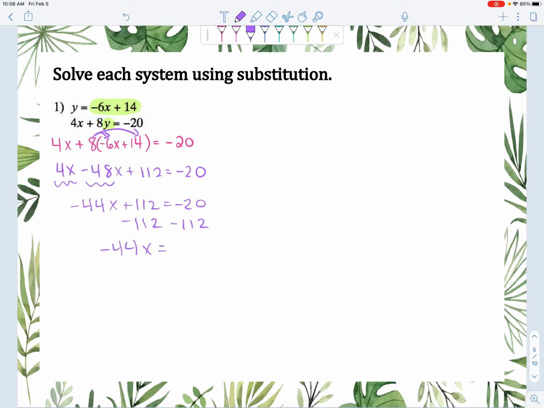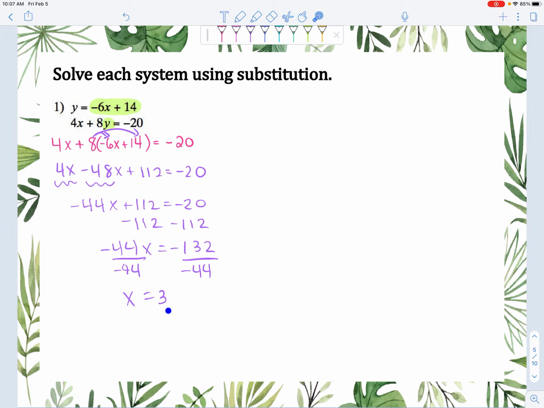Subtract the constant. That's going to give me negative 132. Divide by the coefficient. And x equals positive 3. Okay, so I have my variable equals a number. That means I'm going to get one solution. I should get x equals a number, and then I can use this to help me solve for the y.